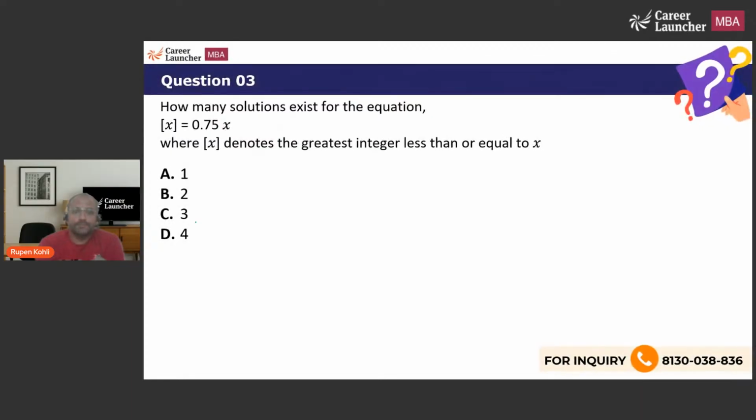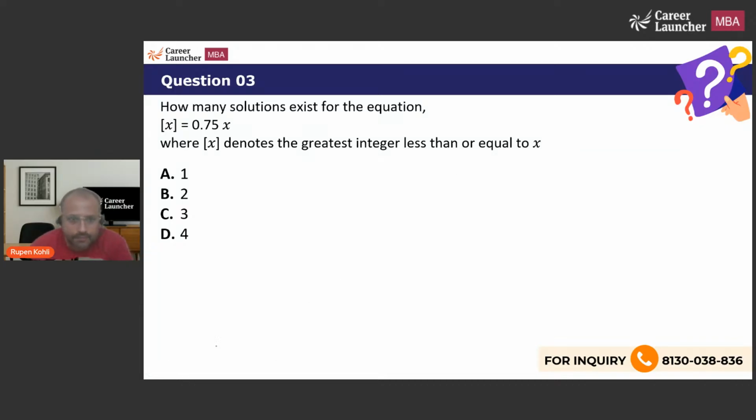So now bringing something on greatest integer function. How many solutions exist for the equation greatest integer of x equals 0.75x, where this denotes the greatest integer less than or equal to x. So questions have been asked many times on this greatest integer function. Now let's see how we do this. What's the graph of the greatest integer function, right? All of us should be knowing that.